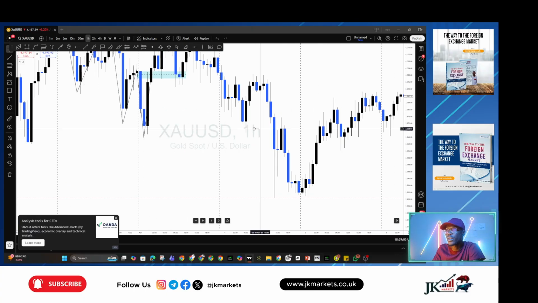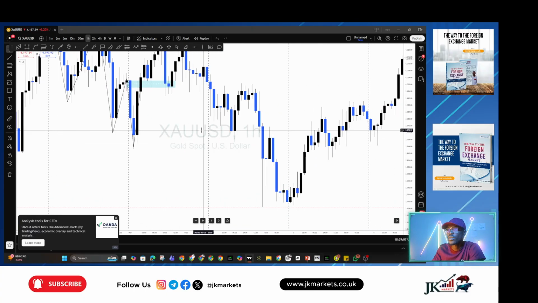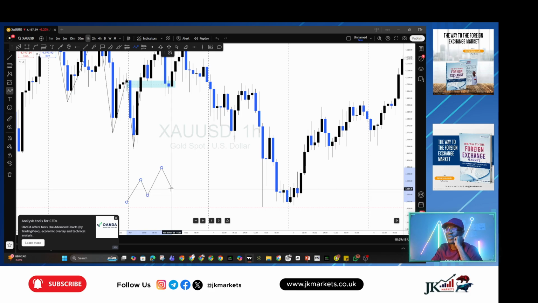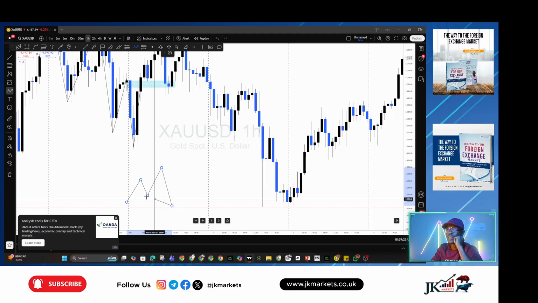So a breakout block is similar to support and resistance zones. Let's say the pair is moving like this, then we expect this to hold, but it crosses it. This zone becomes the breakout block. The pair can move and touch the breaker and then drop.